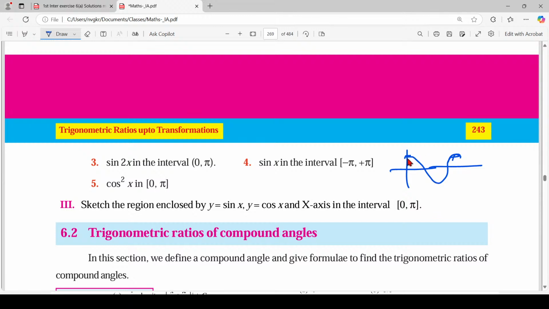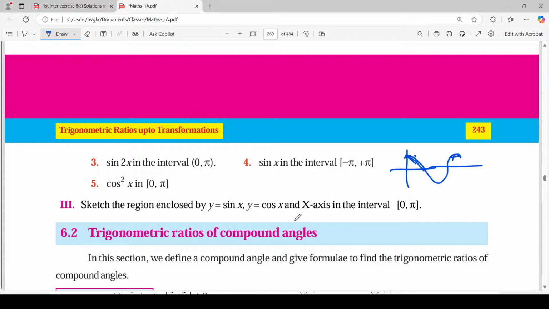Tell me one thing. Cos square x, what is the maximum value? It should be 1, right? Cos x maximum is 1, so cos square x maximum is again 1. Everywhere else, it will be slightly below cos x. Why? Because every other number is lesser than 1. If you are squaring that, that will become even lesser.